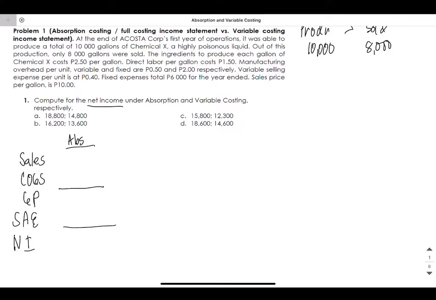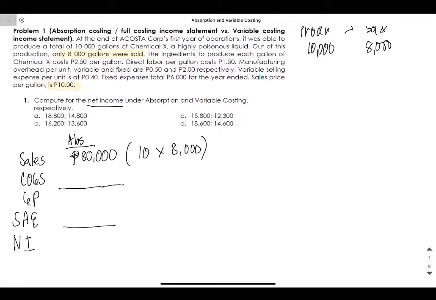This is very easy. You have to multiply the selling price per gallon by the number of units sold. So that is 10 times 8,000. Okay, so that gives us 80,000 pesos. Now, cost of goods sold.